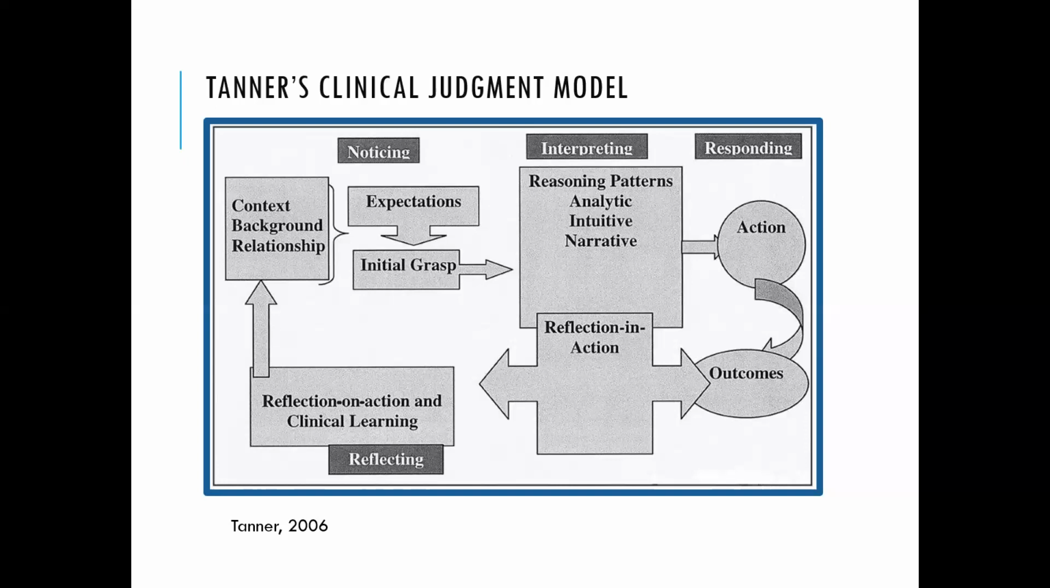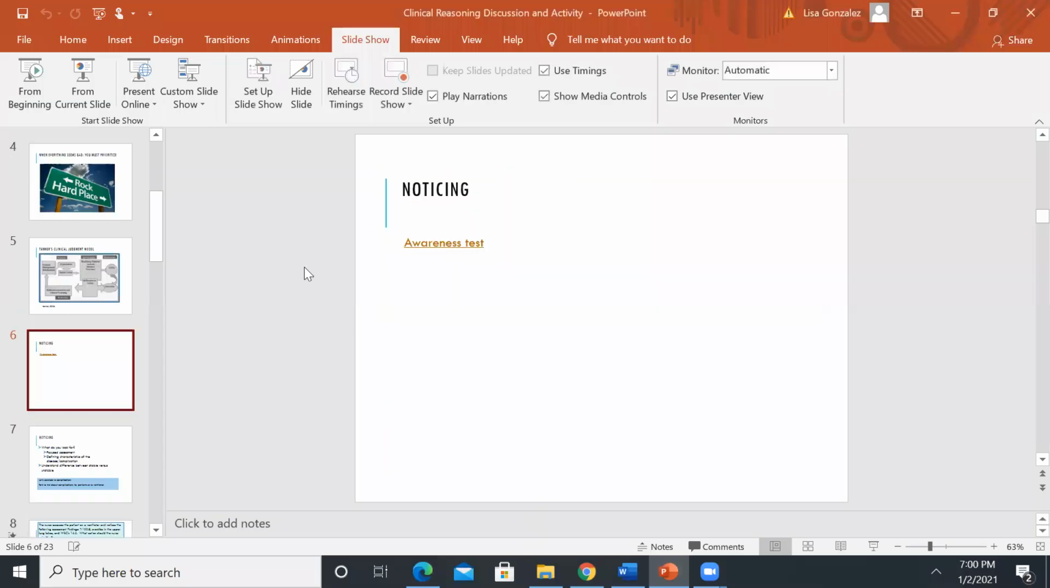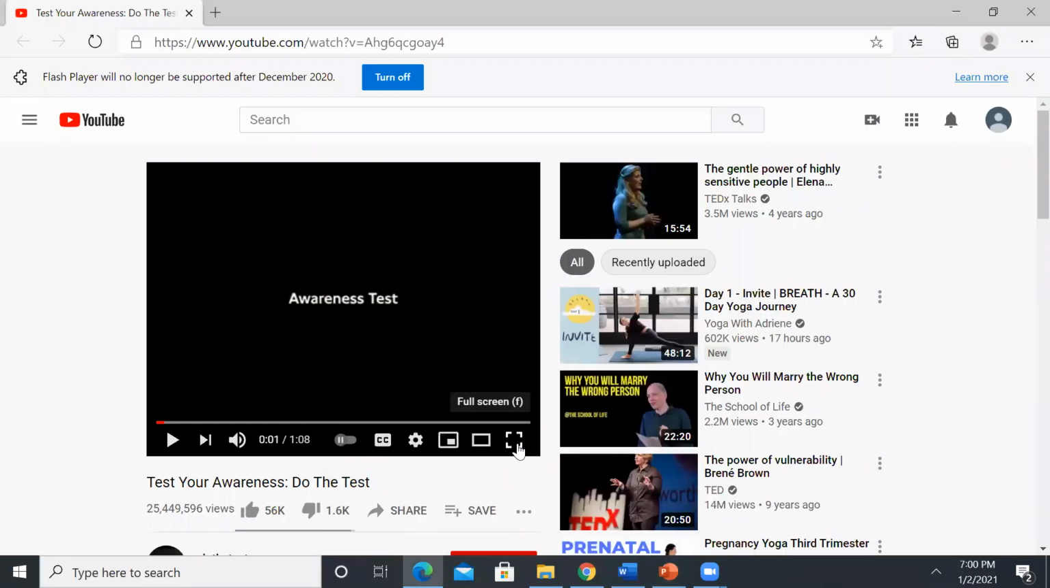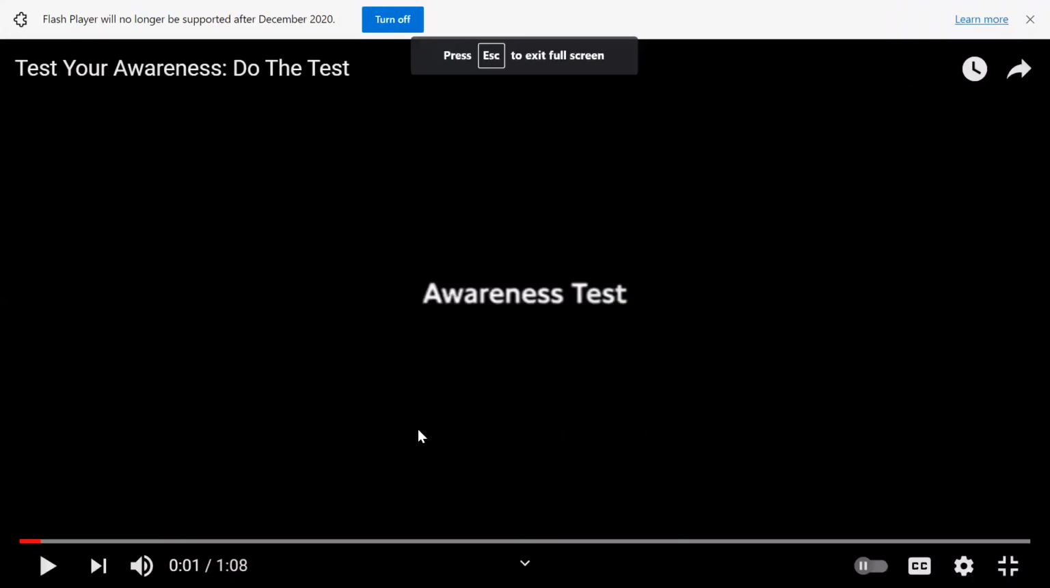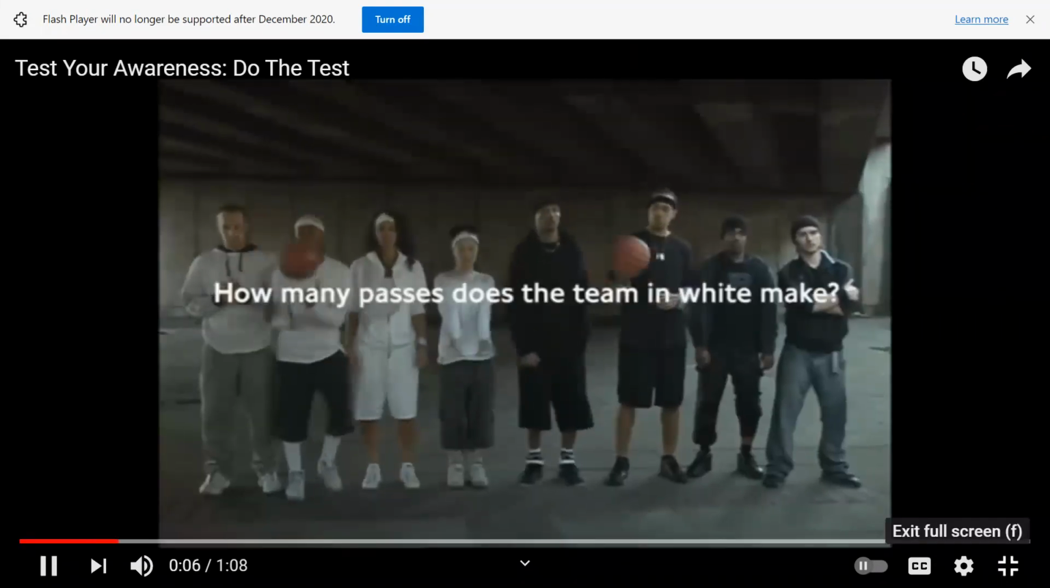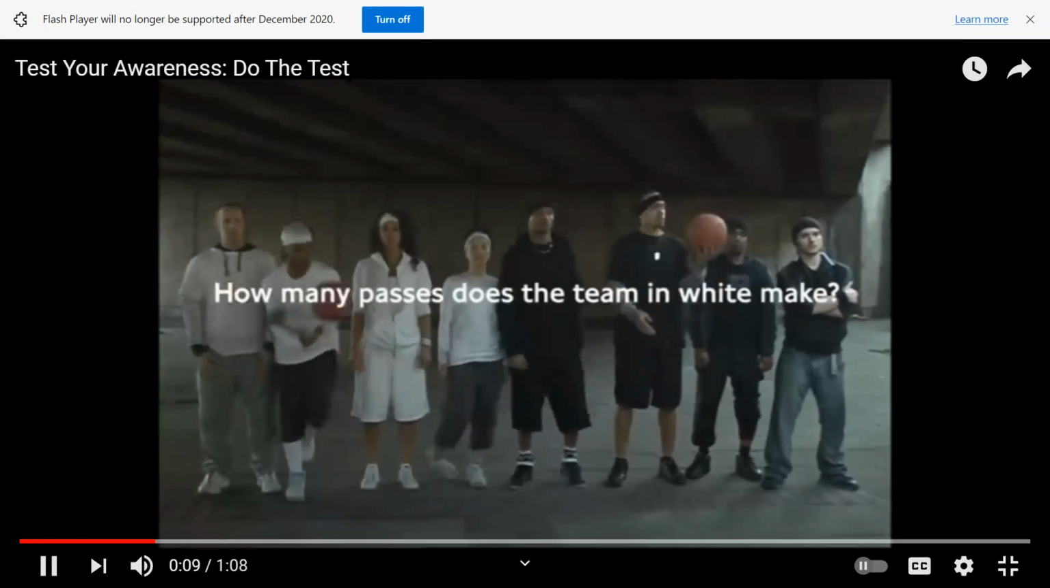All right, so first, I actually have an awareness test for you guys to watch. So let me flip over to that screen. Here we go. So here's your first test for the semester. This is an awareness test. How many passes does the team in white make? Go!